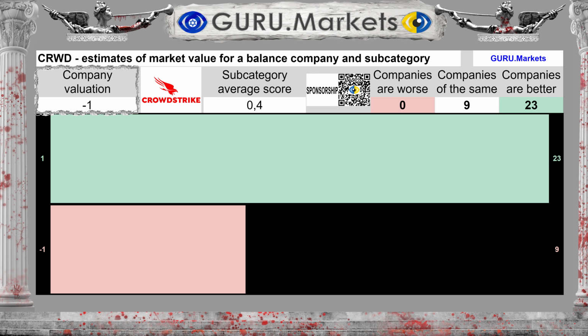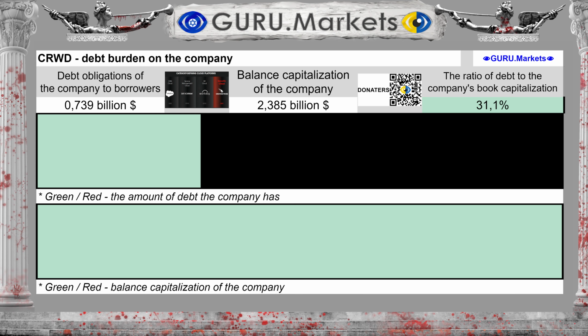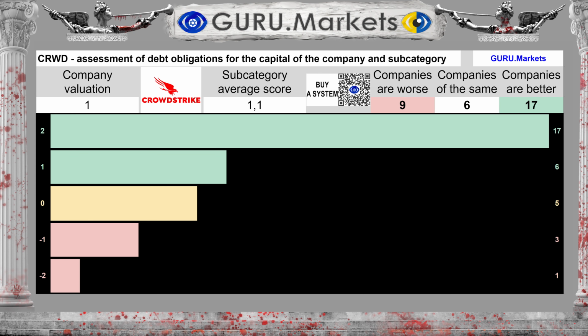Bad, -1 point. The analyzed organization's debt obligations amount to $0.739 billion. Financial liabilities to balance sheet capitalization account for 31.1% of the company's capital. Score based on the level of the company's financial liabilities, good, 1 point.